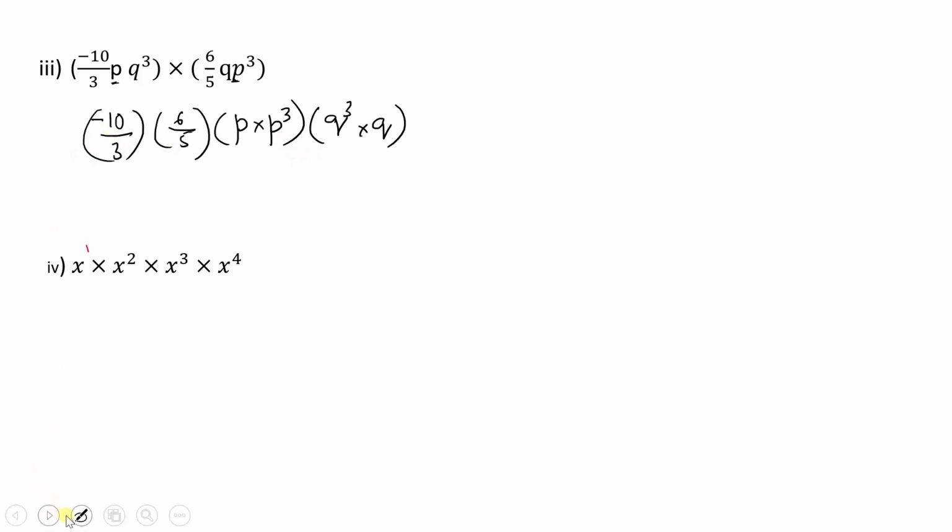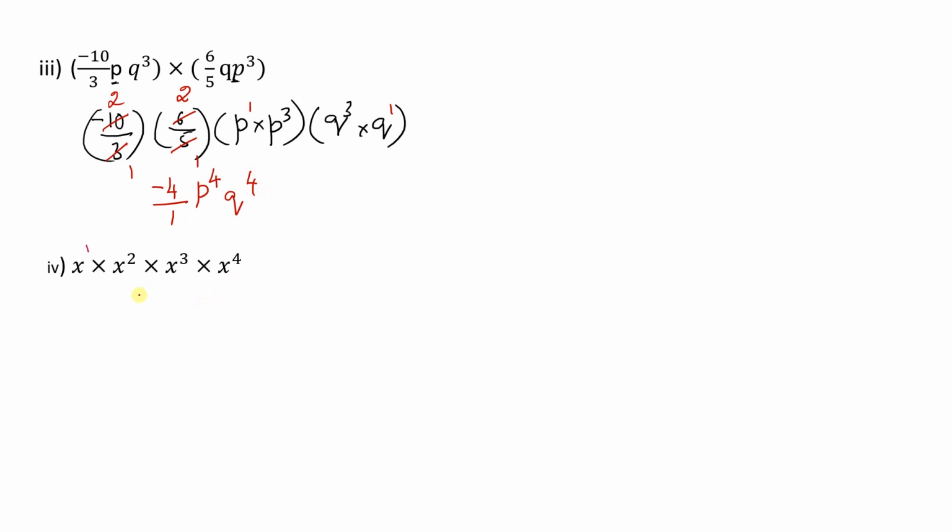Here also you can simplify. 5 ones are 5, 5 twos are 10, 3 ones are 3, 3 twos are 6. So minus 2 into 2 is minus 4 by 1. It is minus 4 only you can write, into p to the power 1 plus 3, because a to the power m into a to the power n is a to the power m plus n. 1 plus 3 is 4, into q to the power 3 plus 1, it is 4. So it is q to the power 4.